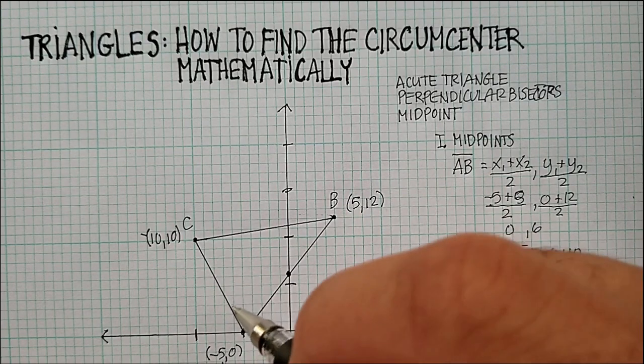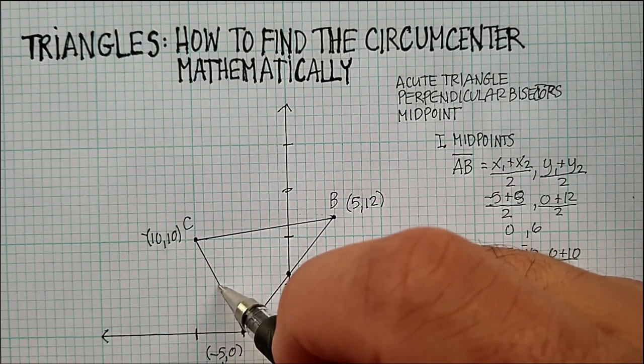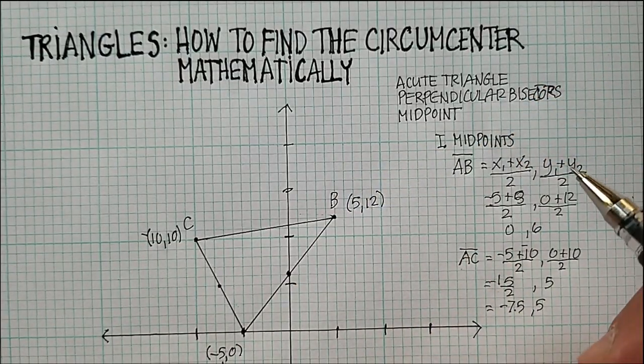So let's go to negative 7.5. There's 7.5, and then there is 5 right there. So that's my new midpoint.